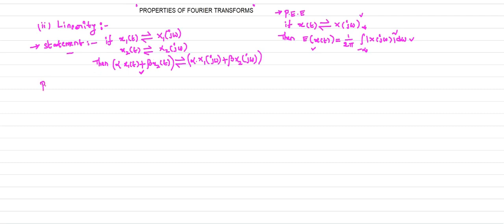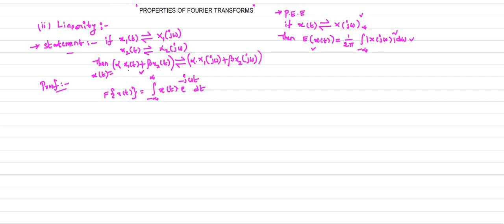Now how are we going to prove this linearity statement? For that, let us consider this linear combination of the two signals as x of t. So x of t is equal to alpha times x1 of t plus beta times x2 of t. Now what is the Fourier transform of x of t? The Fourier transform of x of t is the integral from minus infinity to plus infinity of x of t times e power minus j omega t dt. That is the Fourier transform of the continuous time signal x of t.